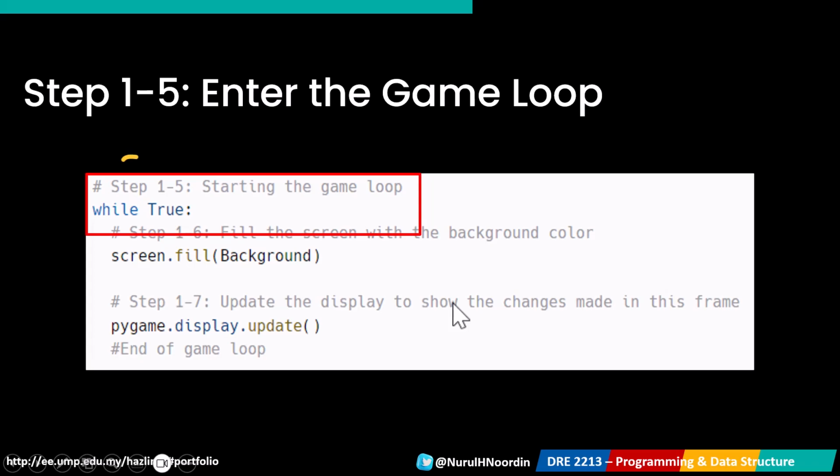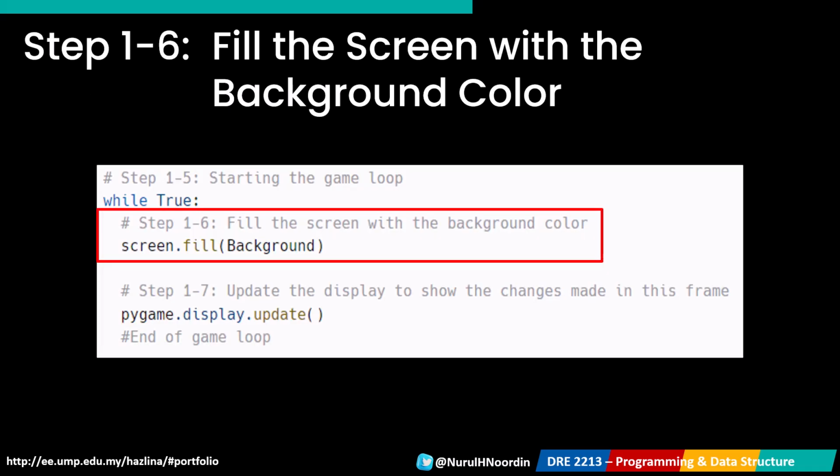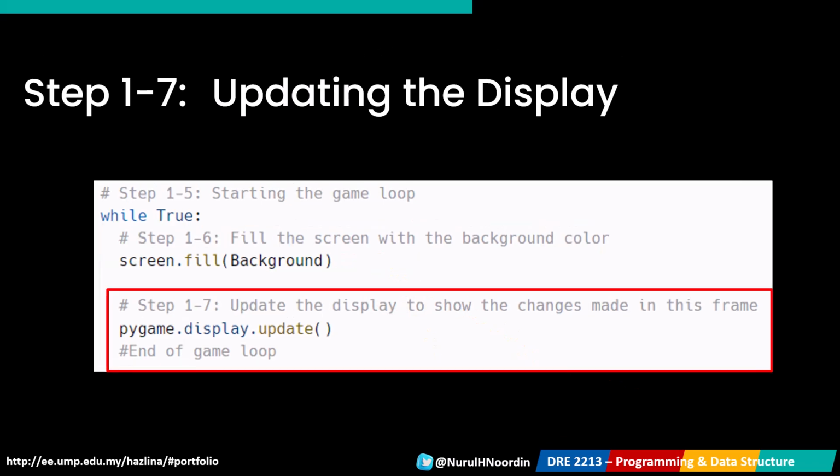We use an infinite loop to keep the game running until we decide to close it. A while loop in Python is like a repeating command. It keeps doing something as long as a certain condition stays true. We do this by filling the entire screen with the background color. Same code as before. Once we have drawn everything we want to show in this frame, we need to update the display to make it visible to the player.